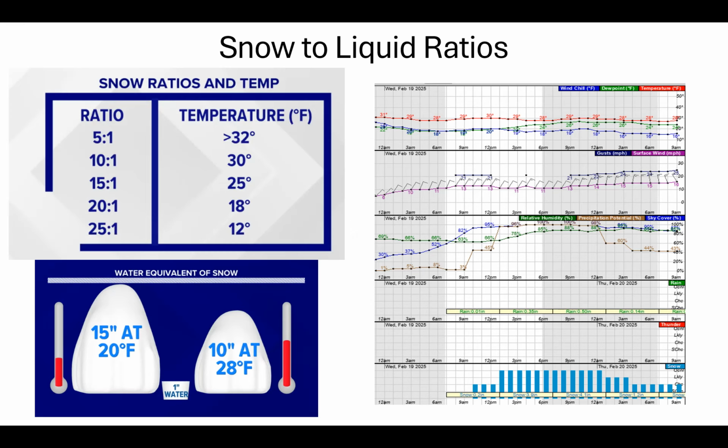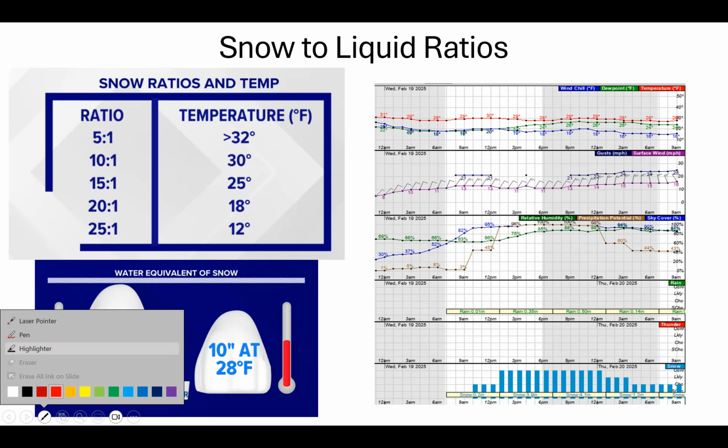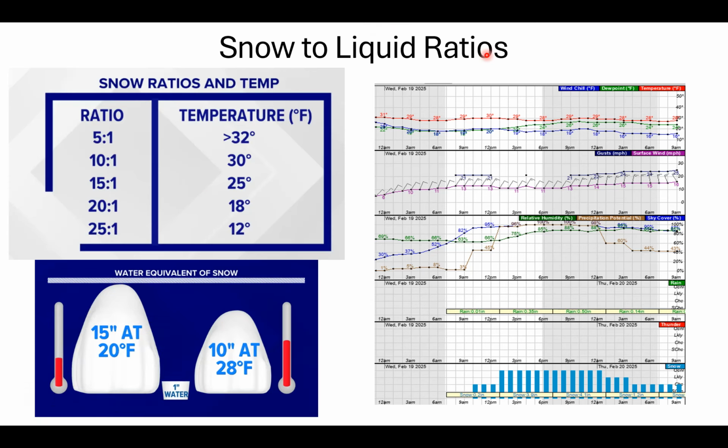Before I do that, though, let's examine something very interesting, and we need to look at this every time it snows. It's called snow to liquid ratios, SLRs. Over here in the upper left, you see the snow ratios and the temperature. What this first number indicates is the amount of snow, and the 1 in each of these indicates liquid equivalent. So 1 inch of liquid is what the 1 represents.